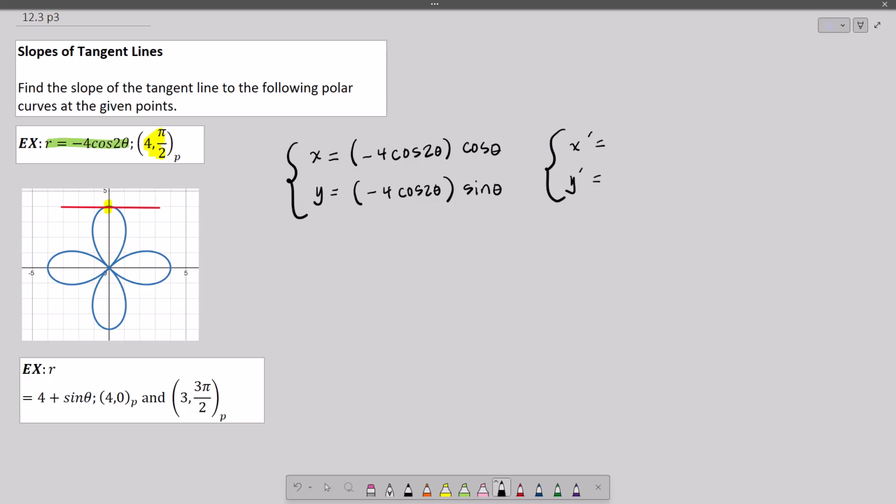So the top one, first times derivative of second. The derivative of second is negative sine of theta. So this is going to be 4 cosine 2 theta times sine of theta. So that's first times derivative of second, plus the derivative of first times second.